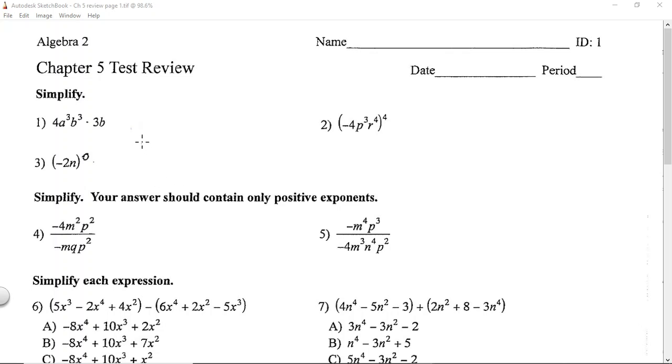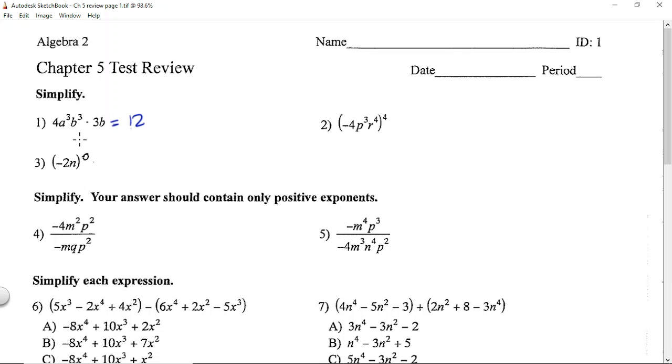Okay, so let's look at number one. Simplify this expression. So when you have the same base, you add the exponents. So we see we've got b there and we've got b there, so we'll add those exponents. As far as the numbers go, you just multiply those. So we have a 4 and a 3, so we multiply that. 4 times 3. Okay, so that's 12.